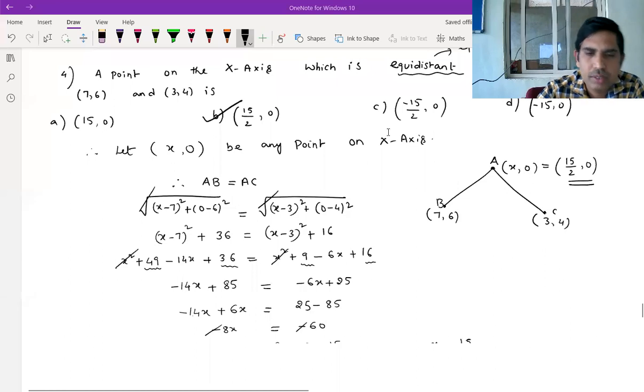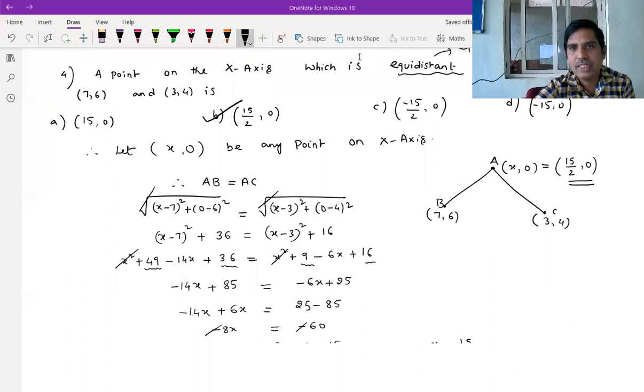Wait for 1 minute. That method screen has to come. That's why wait for 1 minute.